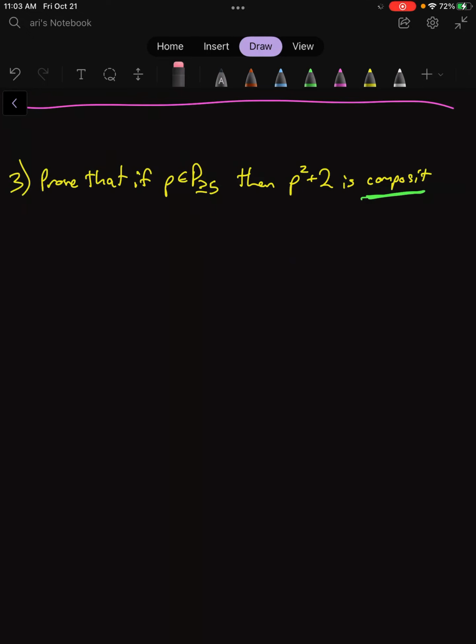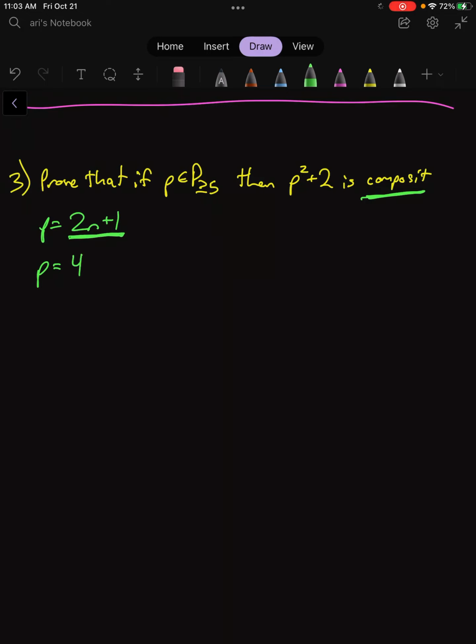Anyway, so we want to prove this generally, that p squared plus 2 is going to be composite, and what we could try doing is give a form for this p. So we've learned a lot of ways that we could describe p. We could describe p as just a generic odd number because we know all the primes that are greater than or equal to 5 are odd. So p could be 2n plus 1. And this 2n plus 1 will describe all primes greater than or equal to 5.